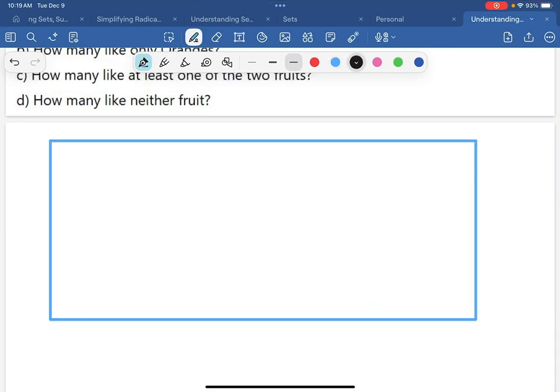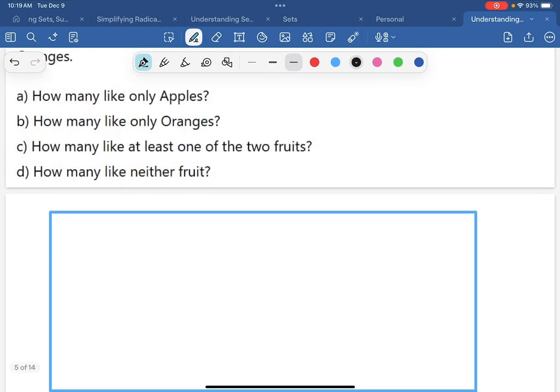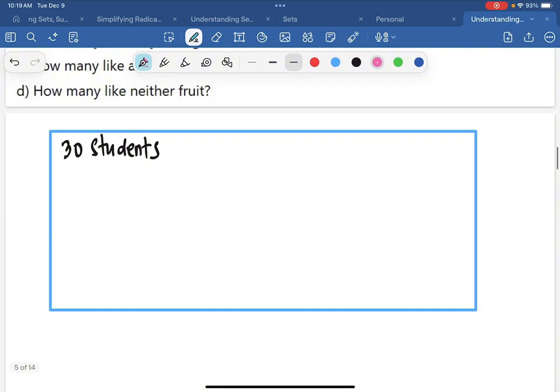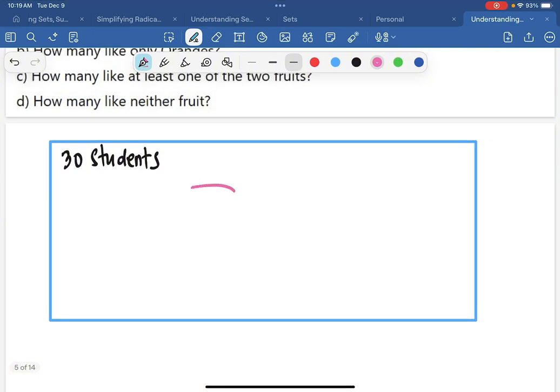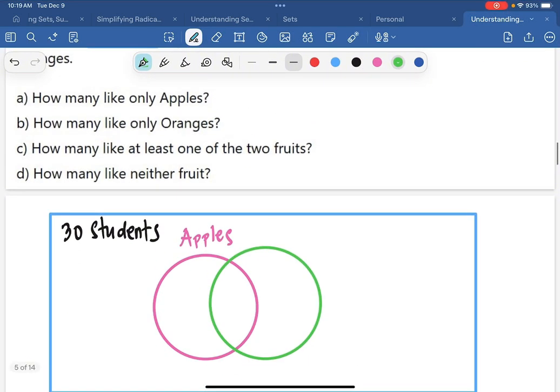Okay, so this is our universal set. So again, there are 30 students in all. Now let's draw the apples. So I have here the apples. And the oranges.